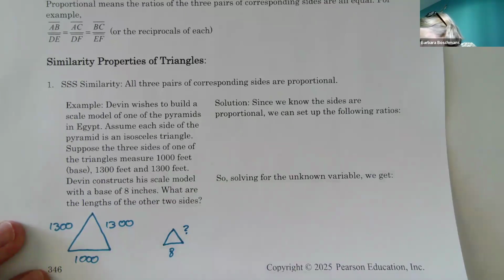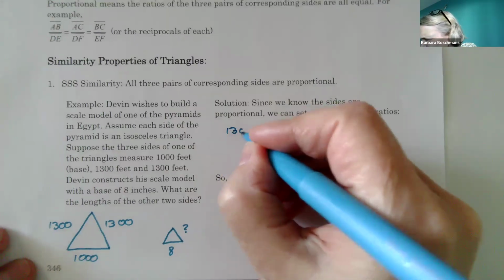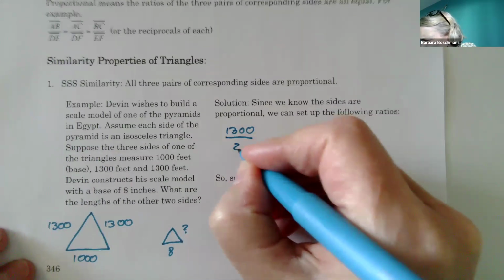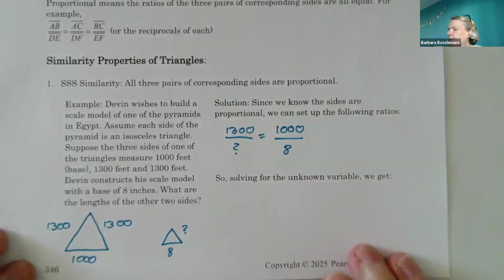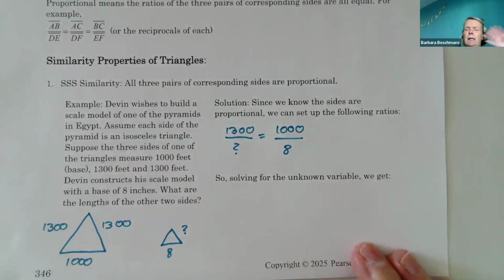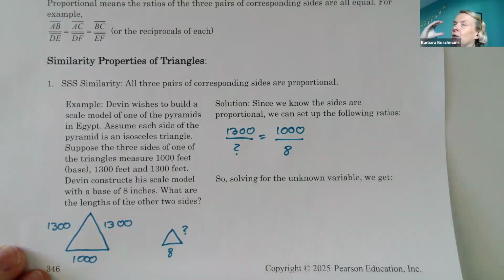So suppose we know the sides are proportional, then we can set up the following ratios. This is where I said you can look above, you can do it from triangle to triangle, or you can do it within a triangle. But we can do, for example, the 1,300 over question mark would be proportional to 1,000 over 8. Since we have the same measurements within a triangle, you don't have to worry about the units in this one. If you have different units of measurement within a triangle, we have to worry about it. We don't for this one.